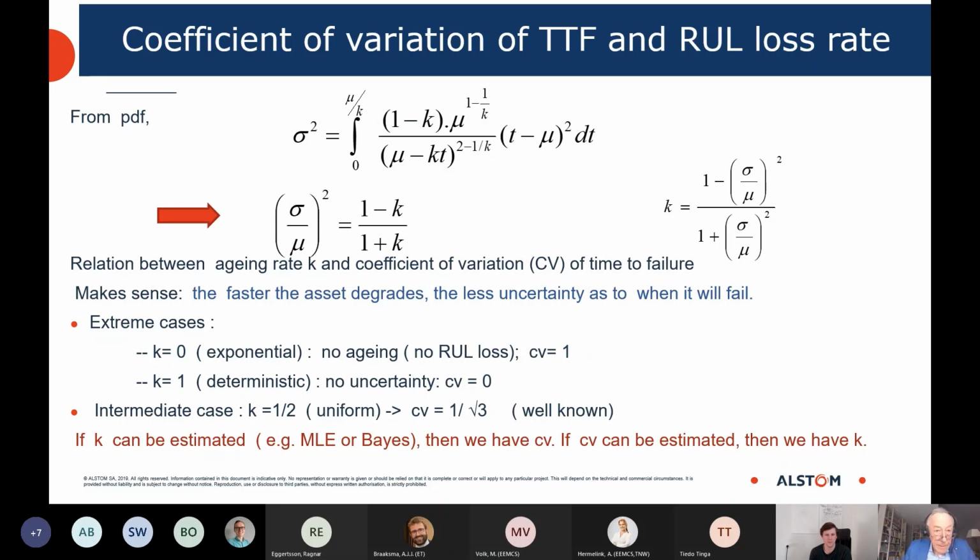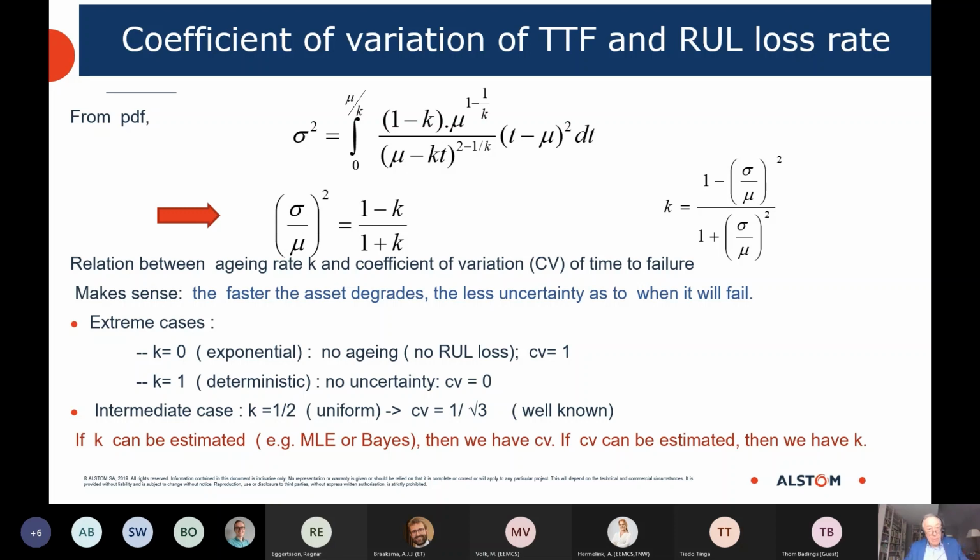So once again, the faster the asset degrades, that means the higher k, the less uncertainty as to when it will fail, and therefore the lower coefficient of variation. The two extreme cases: exponential, no aging, maximum uncertainty; deterministic, full aging, and no uncertainty. In between, you have the uniform function, and this formula provides the well-known result. Coefficient of variation is 1 over square root of 3.